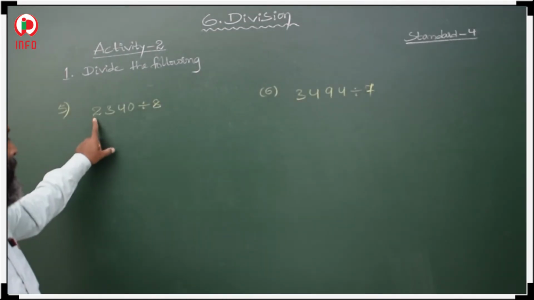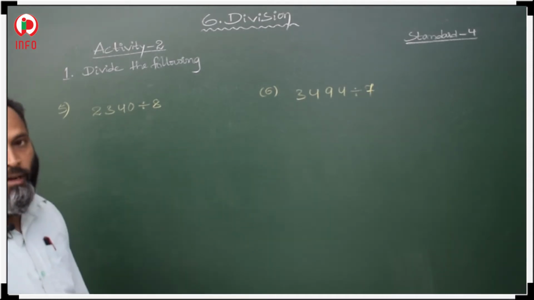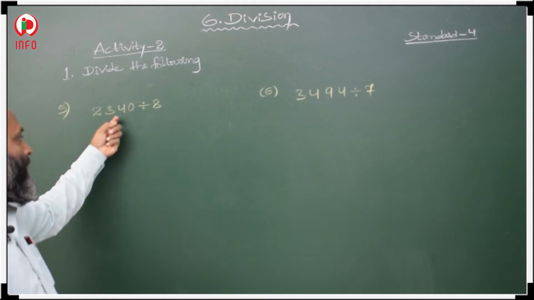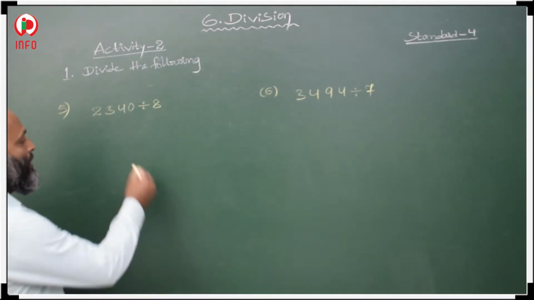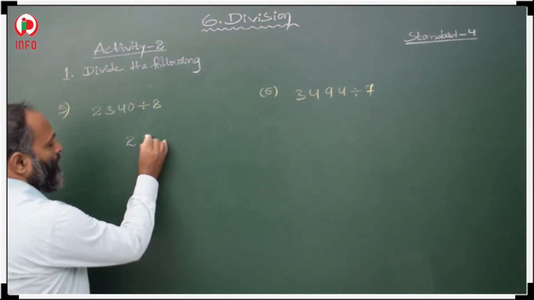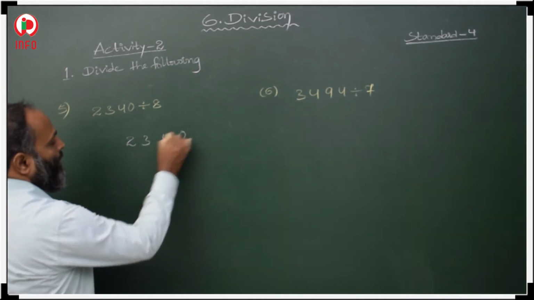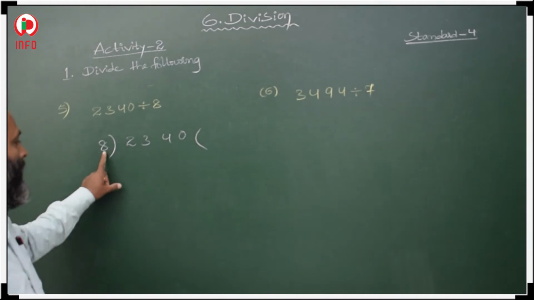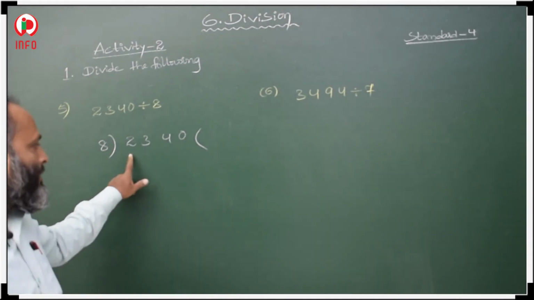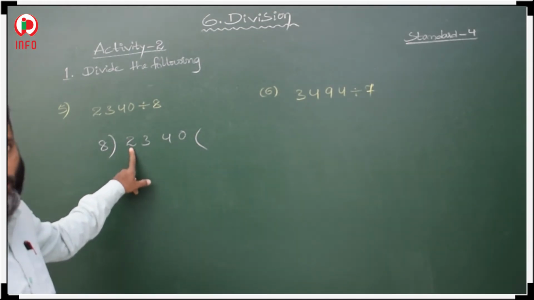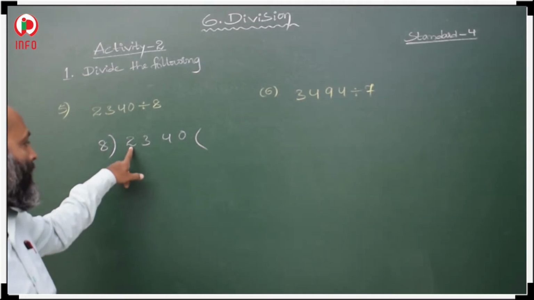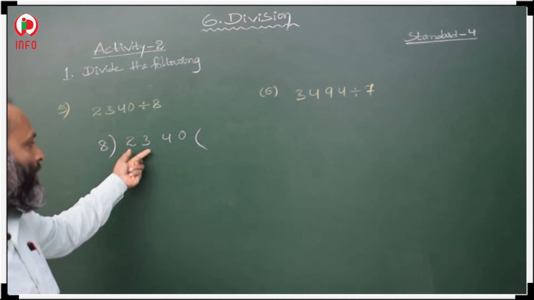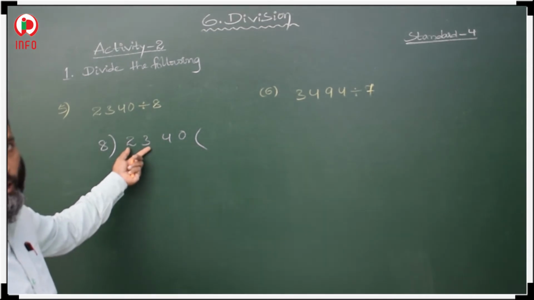Now a 4-digit number with a single digit number we have to divide with 8, 2340 divided by 8. So here the divisor is a single digit number, so we have to take the extreme left single digit, so that is 2. 2 is less than this 8, it means we have to take 23 at a time.